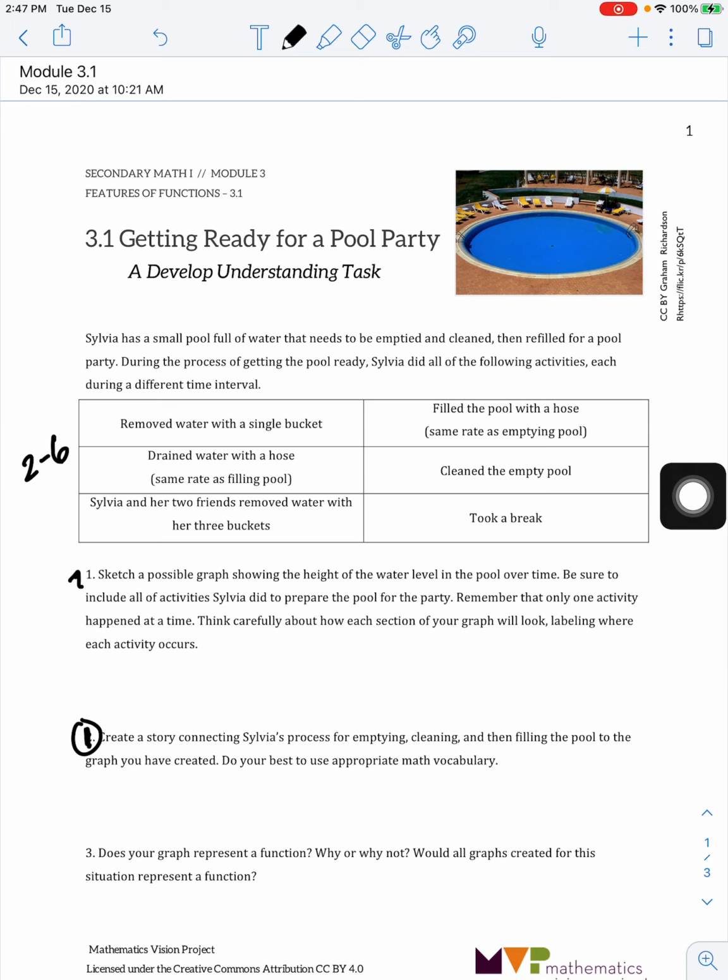And then the next part of the formative asks you questions 2 through 6. Like of these 6 options, which of them would make the water decrease, right? Which of them would make the water increase? Which of these is at a faster rate and which of these is slower? Which of these is constant, which means it's staying the same? So those questions are just checking with the story. When will the water decrease with the story, and when will it increase?